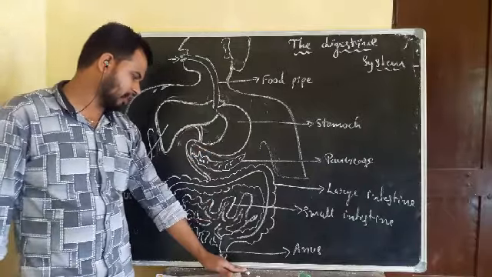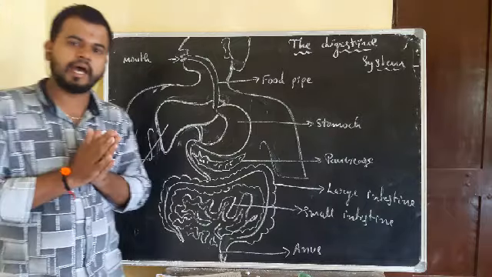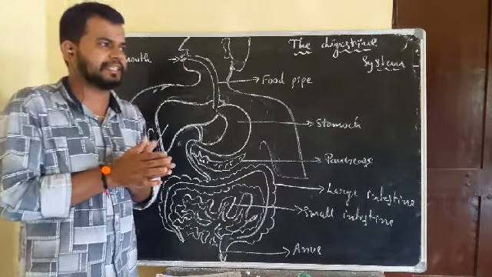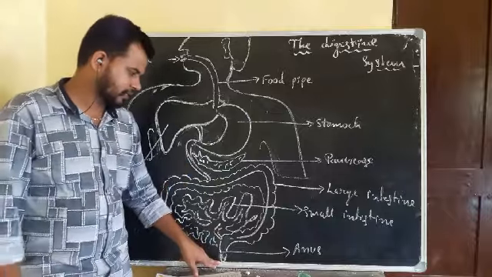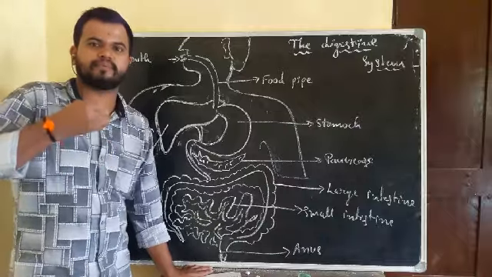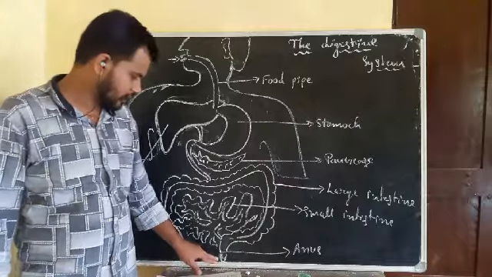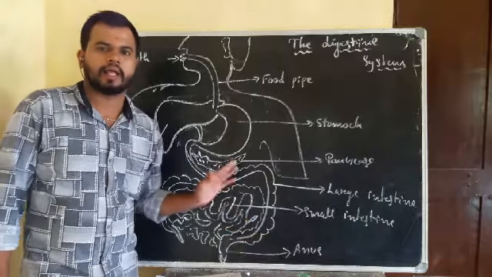Next, the last part of the digestive system is the anus. What happens in the anus? The excretion process will take place in the anus. The feces pass through the anus. Understand? This is the last part of the digestive system.